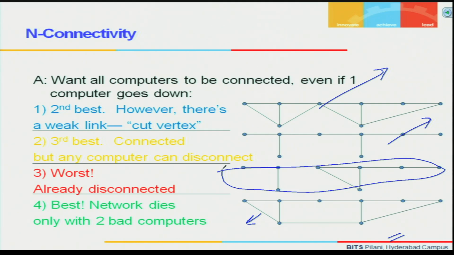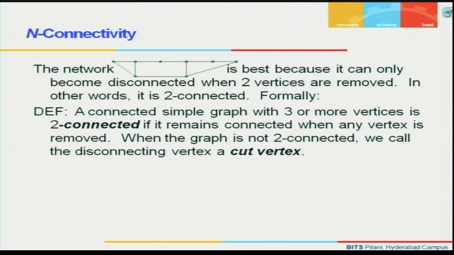Isn't it? For a network to be nice, you would like n to be as big as possible, so that even if one computer goes down, you don't care, your network is working as you want it. Only that computer has got a problem, let it go, no problem, other guys are not impacted. That is how you want it to be, because in this particular graph you want 2 vertices to be removed for it to become disconnected. Hence we call this particular graph 2 connected.